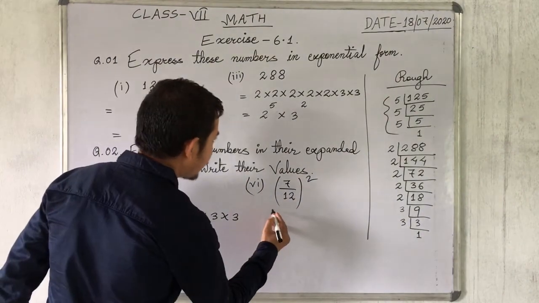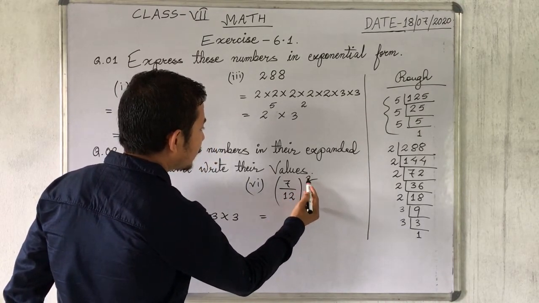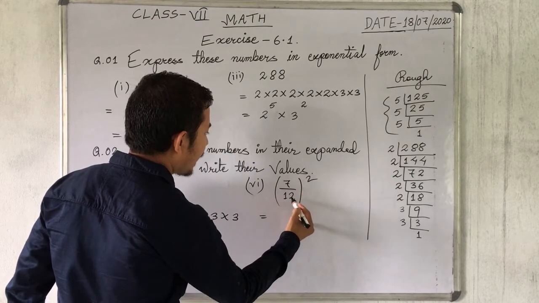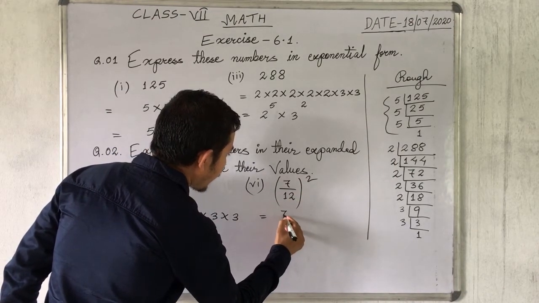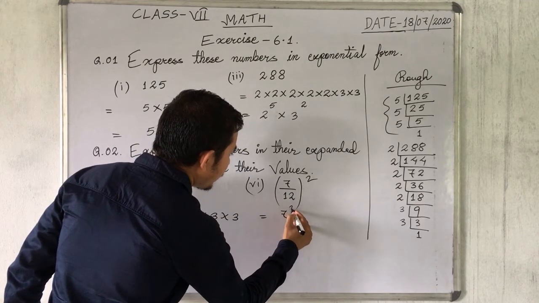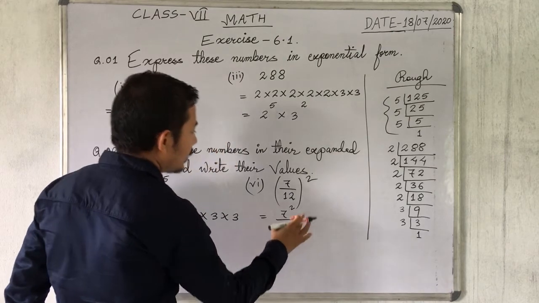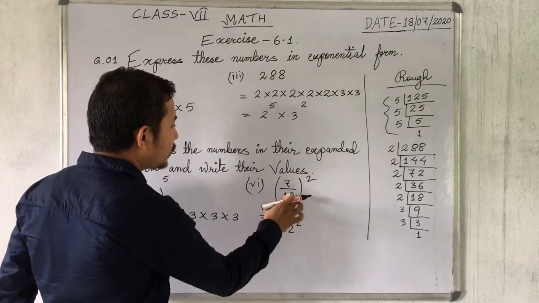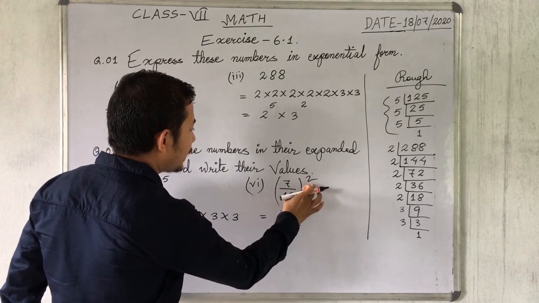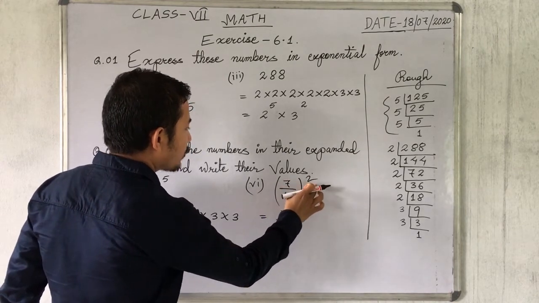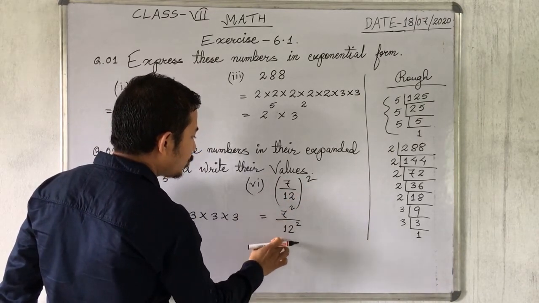So what will be the expanded form? 7 by 12 whole square means this square is of 7 and 12 as well. So we can write 7 square by 12 square. Understood? Whole square means this bracket tells us that the square is of 7 and 12 as well. If we open the bracket, then we can write it this way, 7 square by 12 square.